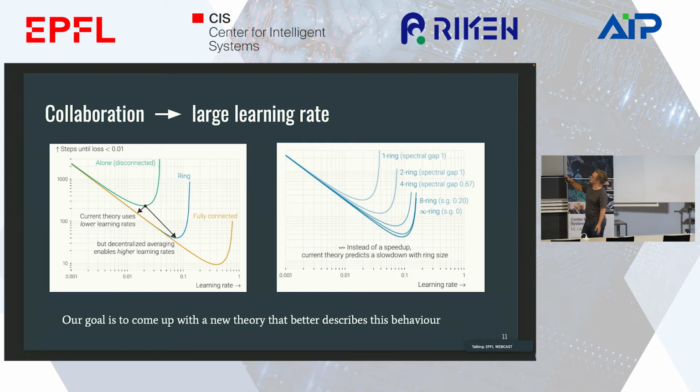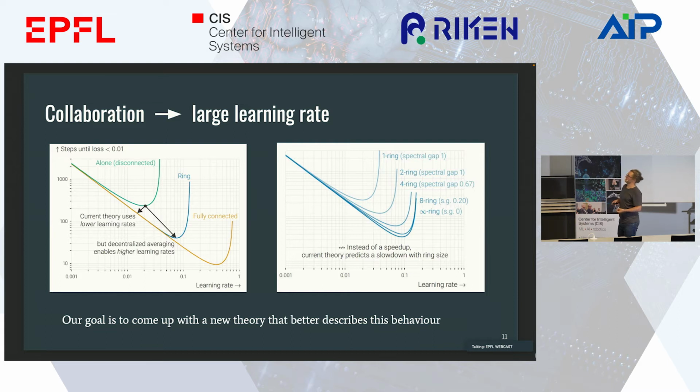So here are the plots. The y-axis is the steps that you need to take to reach a certain loss threshold. And the x-axis is the learning rate. And so we see that as you increase the learning rates, you go faster and faster, you need fewer and fewer steps to optimize, and then at some point you just diverge. This is standard behavior. And we plot this for several topologies, and we see that when you're alone, the point at which you become unstable and you start diverging is for a much smaller learning rate than when you are with more people. So, for instance, ring or fully connected.